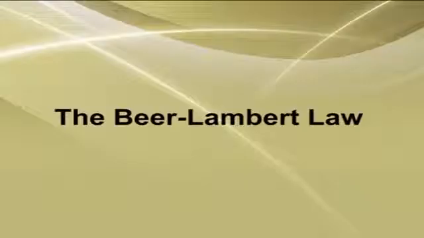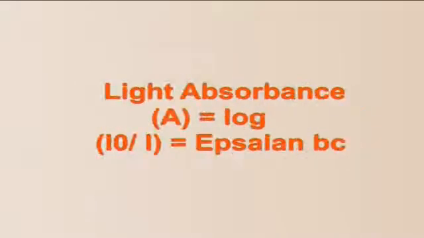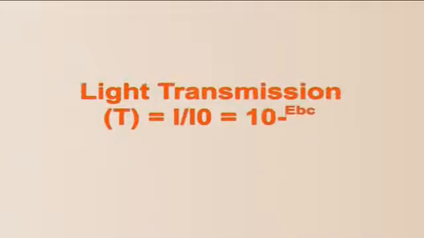The Beer-Lambert's law. The absorbance and transmission of light passing through a sample can be calculated by measuring light intensity. The Beer-Lambert's law is given by the following equations. Light absorbance A is equal to log I naught divided by I, that is equal to epsilon BC. Light transmission T is equal to I divided by I naught, that is equal to 10 to the power of minus epsilon BC.